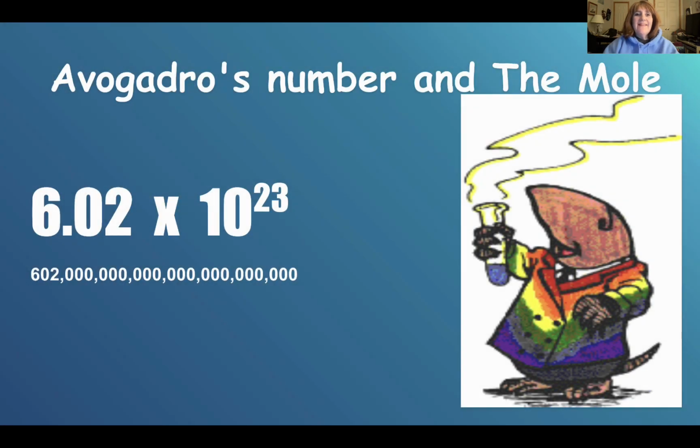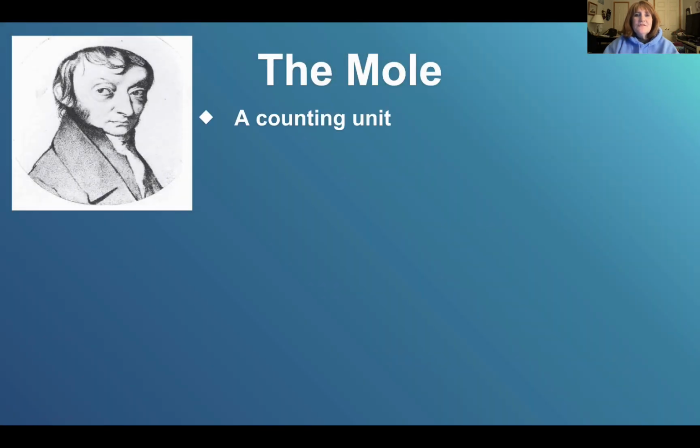Avogadro's number and the mole. Avogadro's number again is 6.02 times 10 to the 23rd. That is 602 with 21 zeros behind it. That's a lot of zeros. So what is a mole?